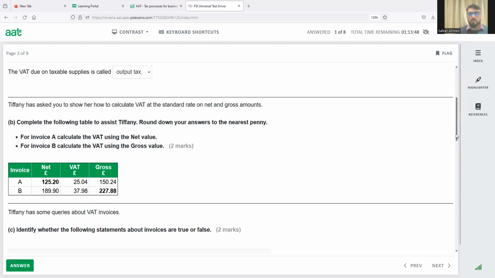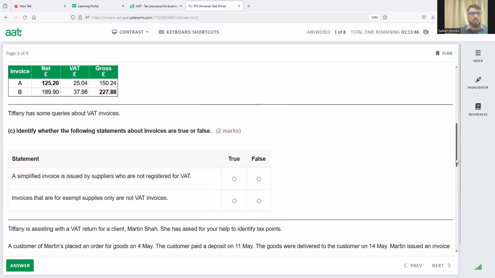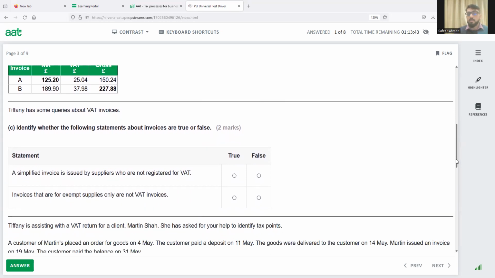Okay, let's move on to the next part of this question. Tiffany has some queries about VAT invoices. Identify whether the following statements about invoices are true or false. The first one is a simplified invoice is issued by suppliers who are not registered for VAT. That's false because remember, simplified invoices contain less VAT information, but they are only issued by VAT registered businesses if the value of the invoice is up to 250, including VAT.